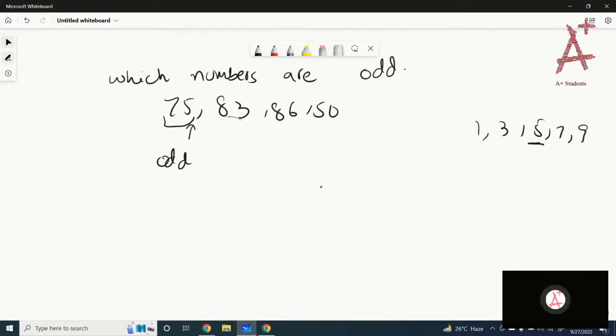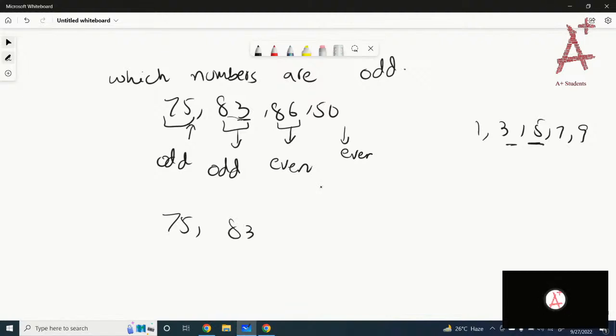Okay, for the next one, 83, just check. Here you have 3 as the ones digit. 3 is an odd number, so 83 is an odd number. Got it? Okay, what about 86? 6 is an even number, so 86 is an even number. Got it? What about 50? 0 is an even number, so 50 is even. Got it? So we just have two odd numbers, 75 and 83. Got it?